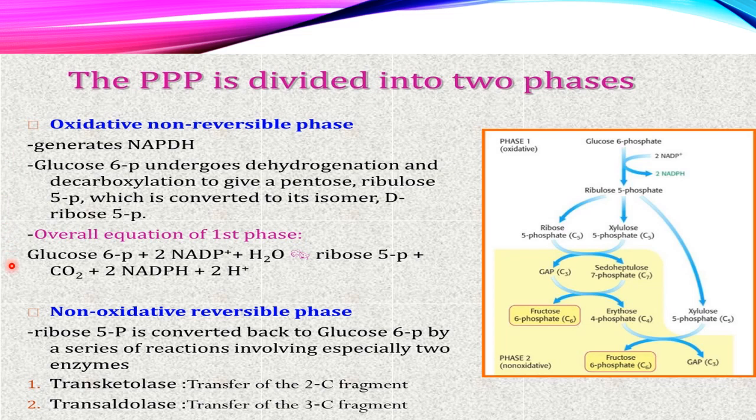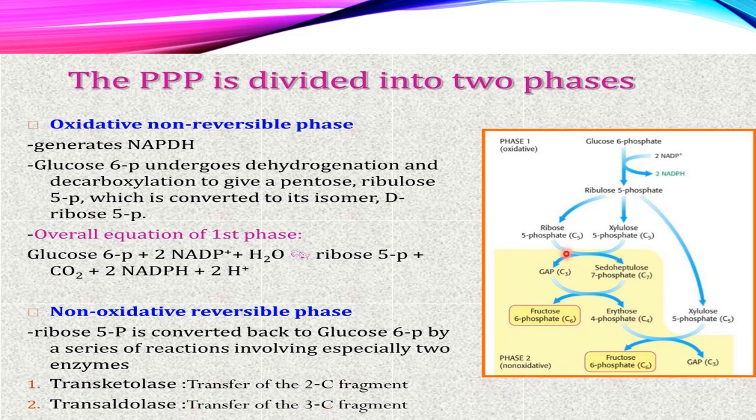Okay. Now this is our oxidative phase, and in the non-oxidative phase, this ribose 5-phosphate is converted into glucose 6-phosphate. I had told that two main enzymes act in this. That is transketolase, you can call it TK, and this is transaldolase, TA. Okay, this transketolase transfers a two carbon fragment, and transaldolase transfers a 3 carbon fragment.